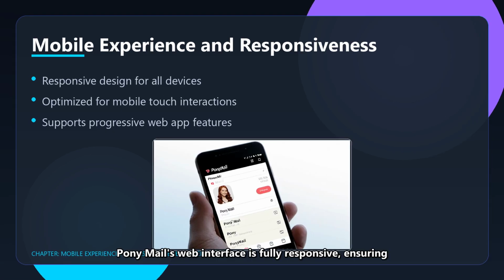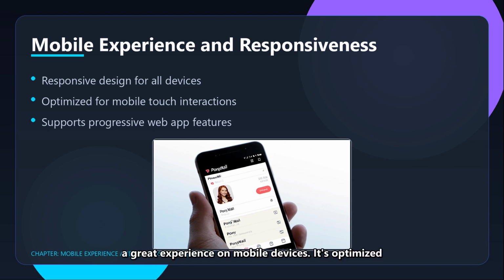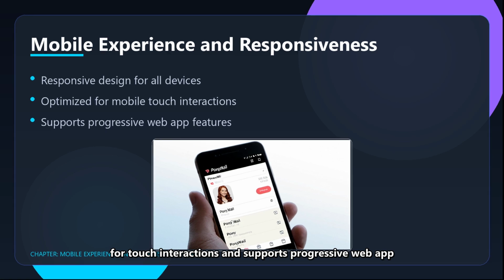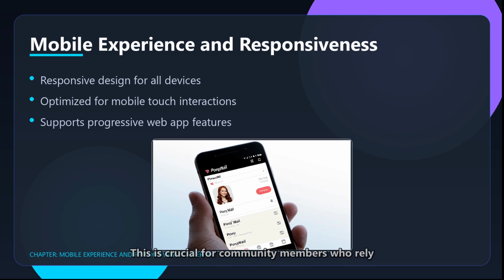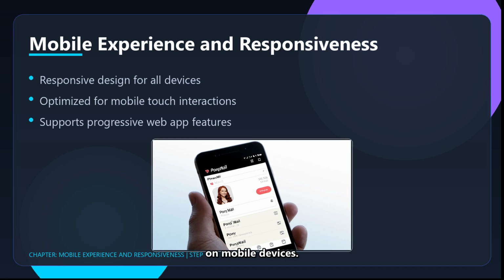Pony Mail's web interface is fully responsive, ensuring a great experience on mobile devices. It's optimized for touch interactions and supports progressive web app features, allowing users to access archives even offline. This is crucial for community members who rely on mobile devices.